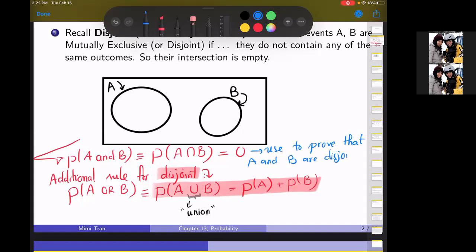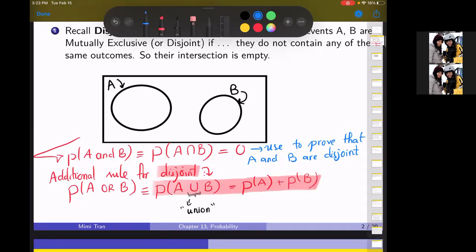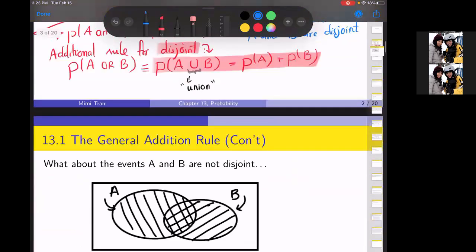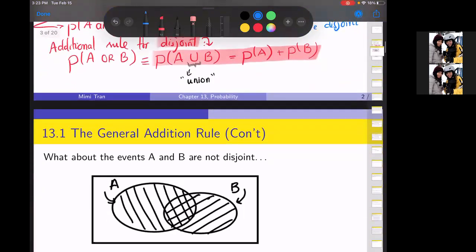To prove that A and B are disjoint. Do you guys remember what's another name for disjoint? Did I mention it? I don't remember. Mutually exclusive. Did I say it once? But it wasn't a lot, was it? Yeah, mutually exclusive. But I use the word disjoint because it's shorter. Okay, so those are the recall.